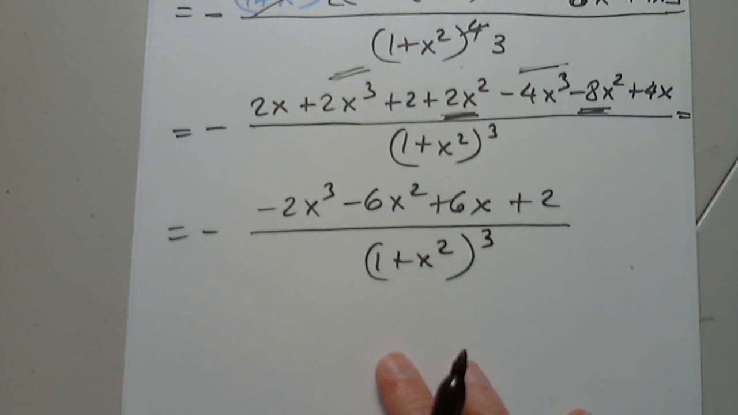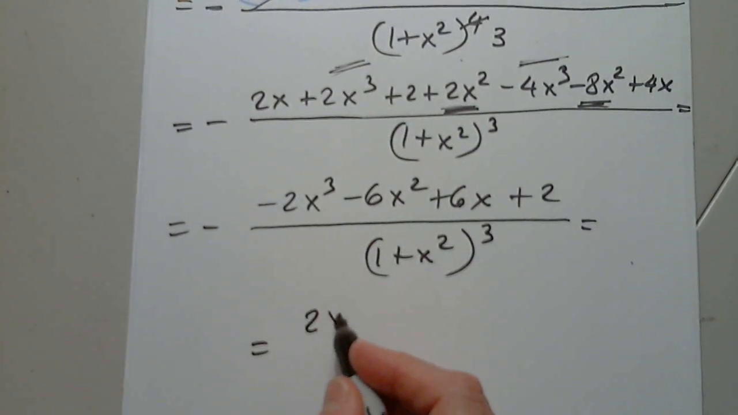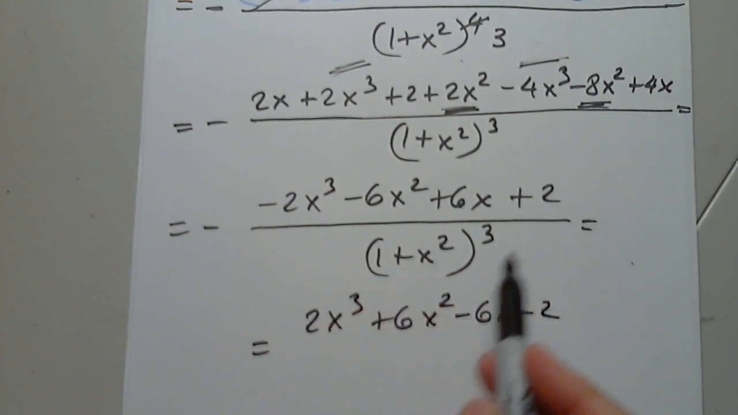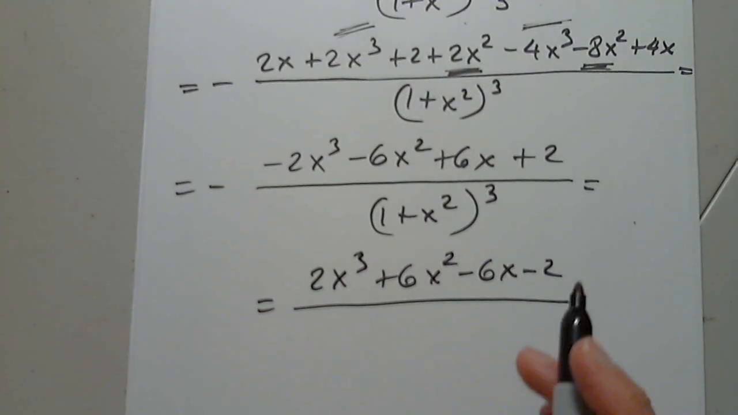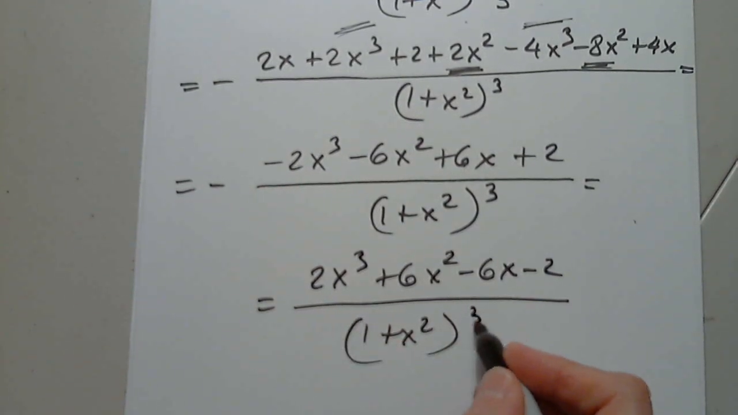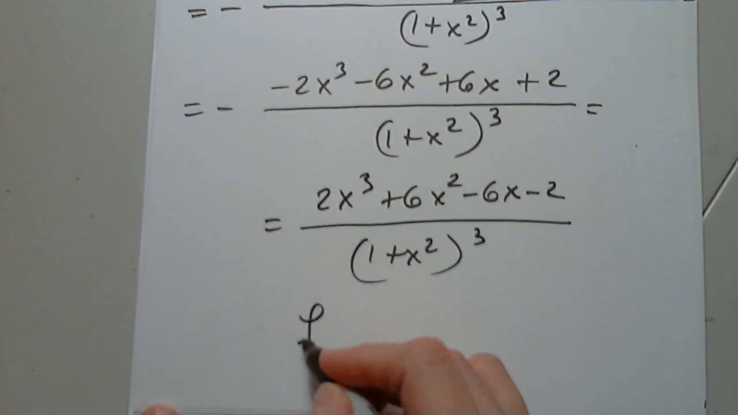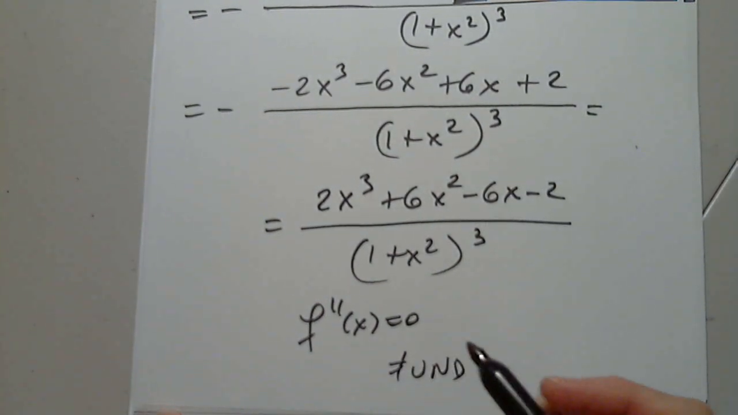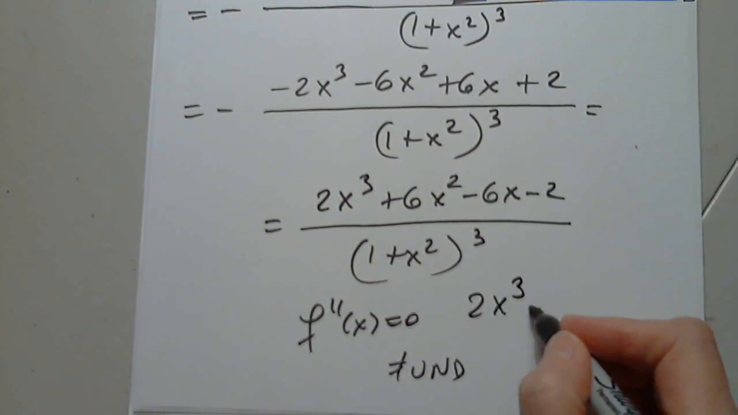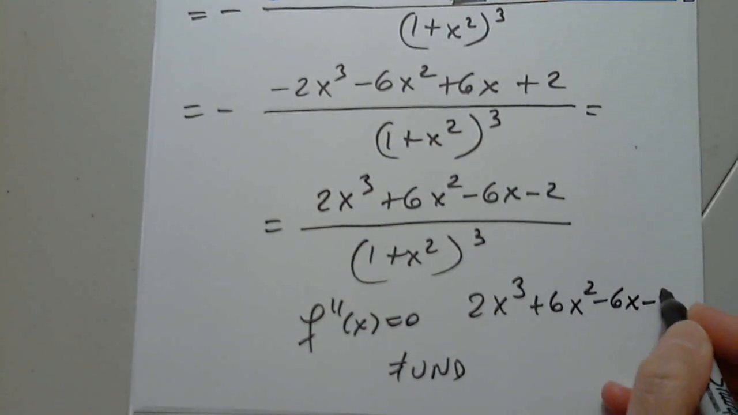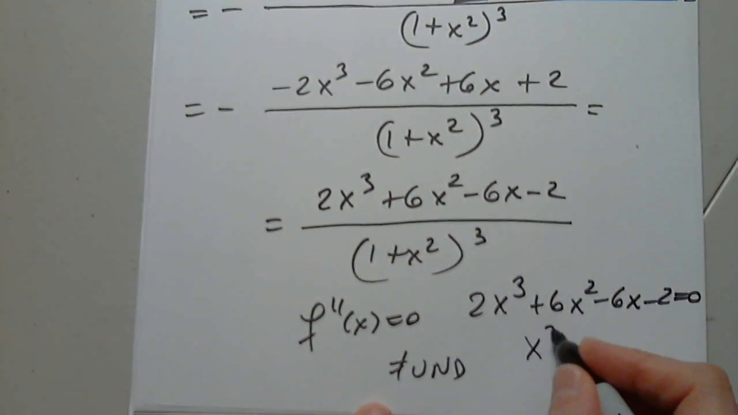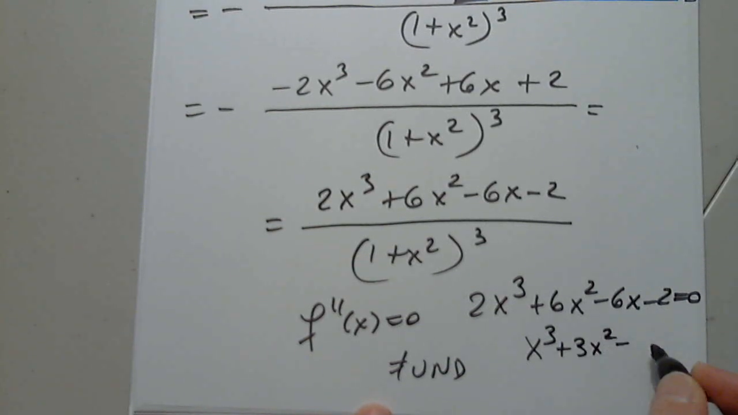Please be allergic to negative leading coefficients, please. So I distributed this negative to eliminate the negative leading coefficient. And then the second derivative is 0. It will not be undefined. And when 2x to the third plus 6x squared minus 6x minus 2 is 0, yes, I will divide both sides by 2. So x cubed plus 3x squared minus 3x minus 1 is 0.